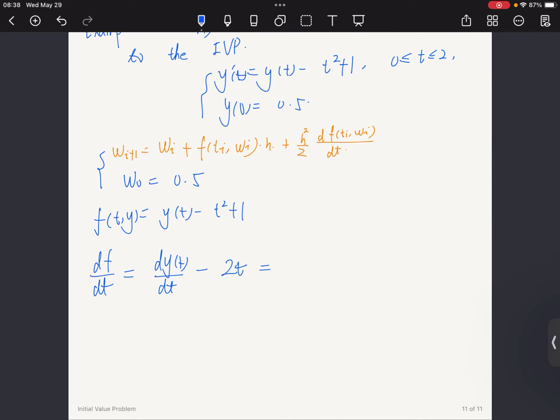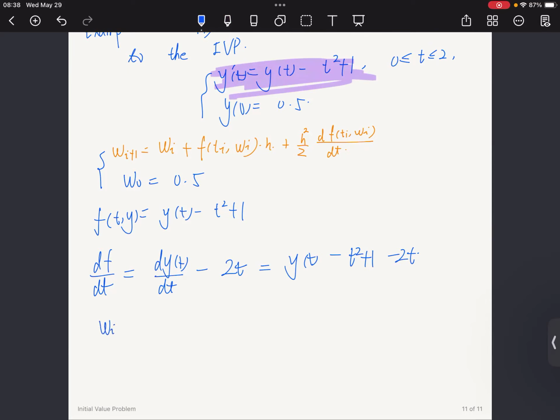And dy/dt, from the initial value problem, we got that the derivative of y equals y(t) minus t squared plus 1, and then minus 2t. This is the first derivative. So what we have right now, let's do some plugging here.